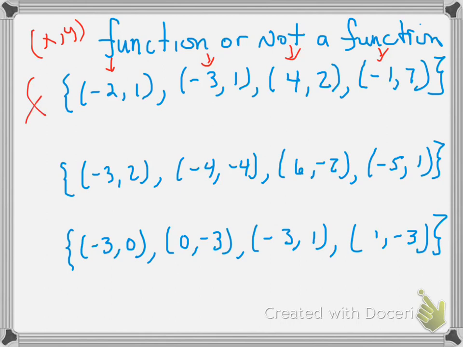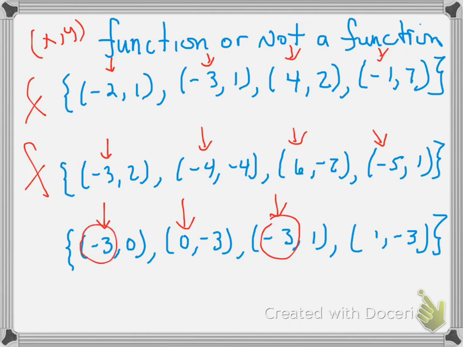Alright, in my second example, do my first numbers repeat? So that's -3, -4, -6, +6 and 5. None of them repeat, so this is a function. Alright, in my third example, I'm looking for if this is a function or not. There's a -3, there's a 0, there's a -3. So the -3's repeat. They're both in the x spot. They're the first one in each pair. So this is not a function.